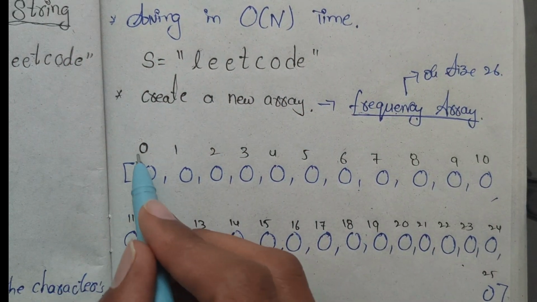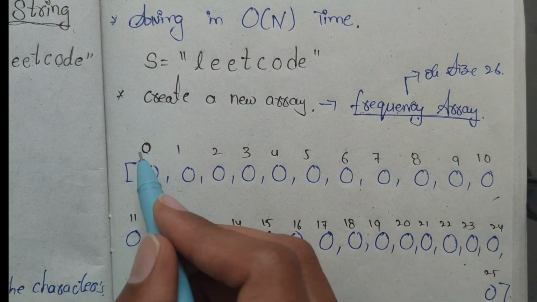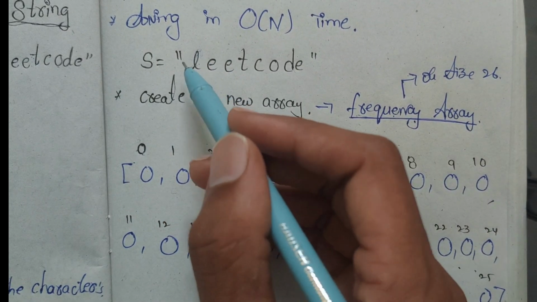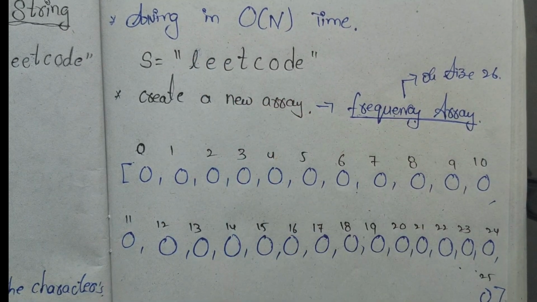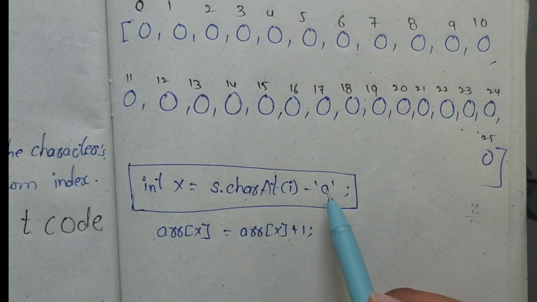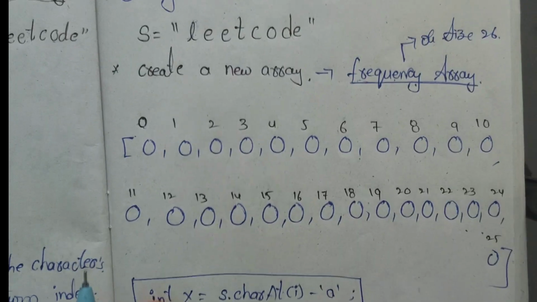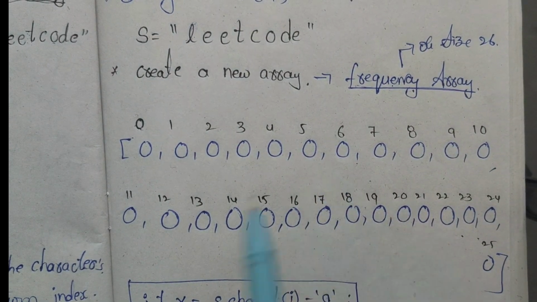Here our index starts from 0, right? So that's why it will be 0 to 25. So the first character here is L, right? How are we going to increment the count of L in the given array? Simply, we have to subtract the ASCII value of A from the ASCII value of the present character. Then in that position we have to increment that value by 1.